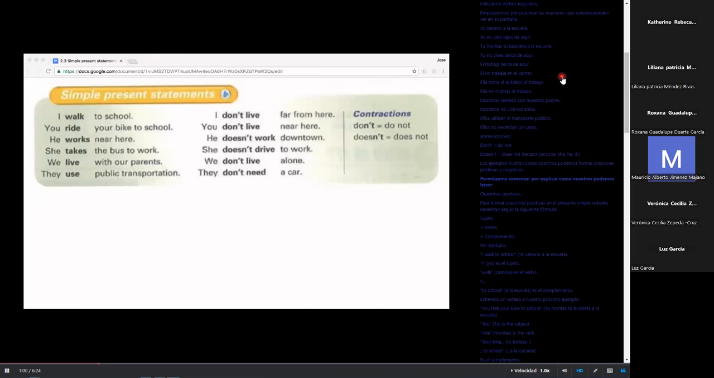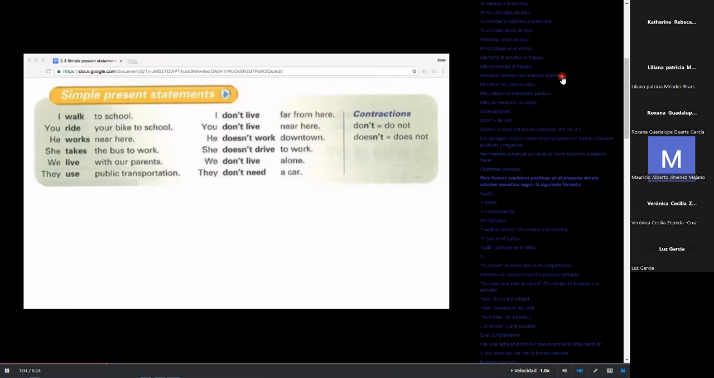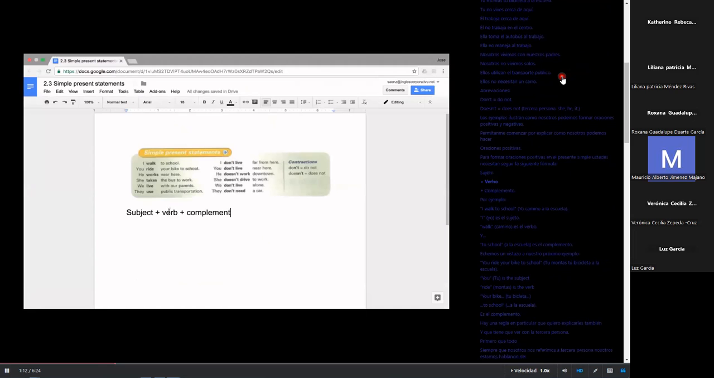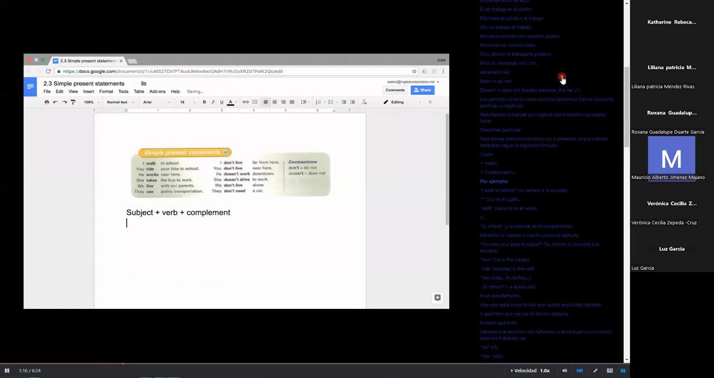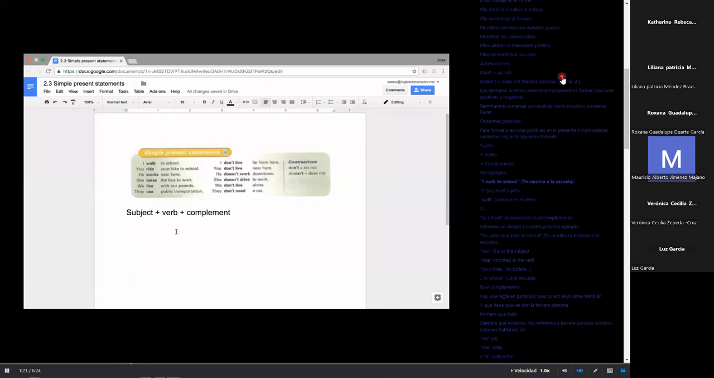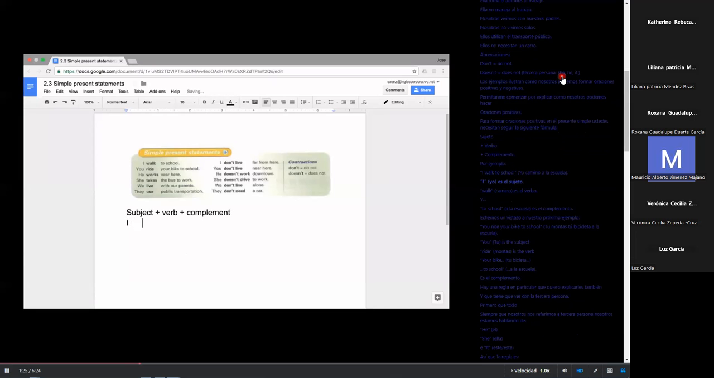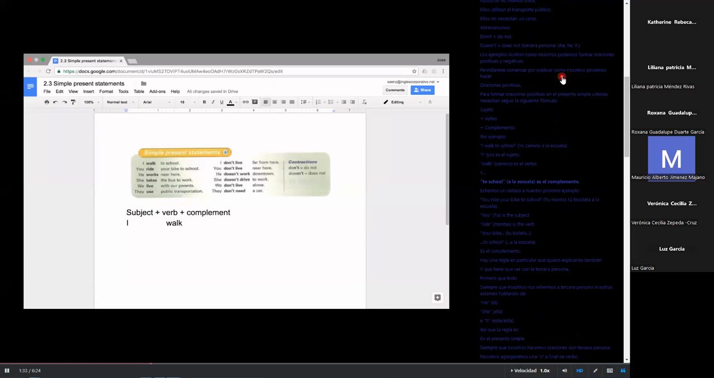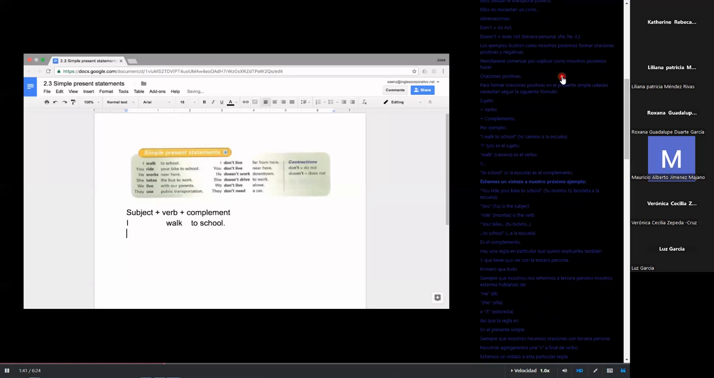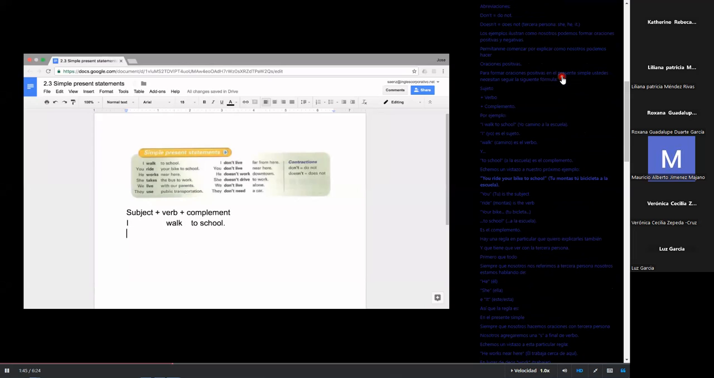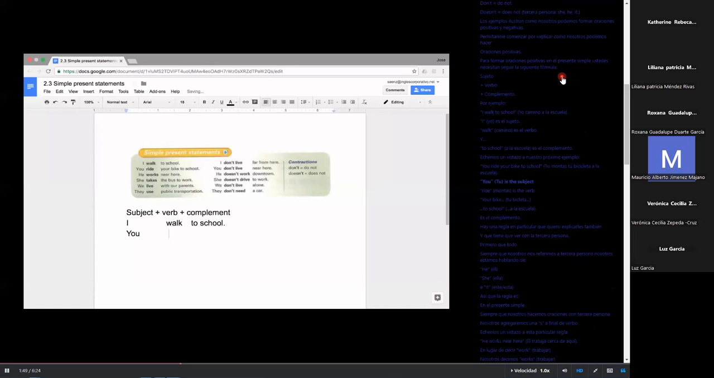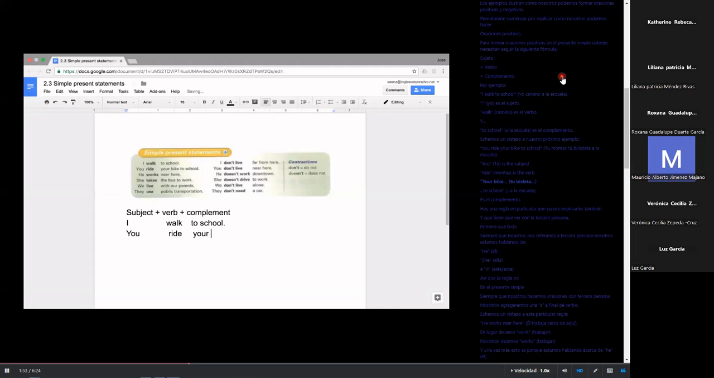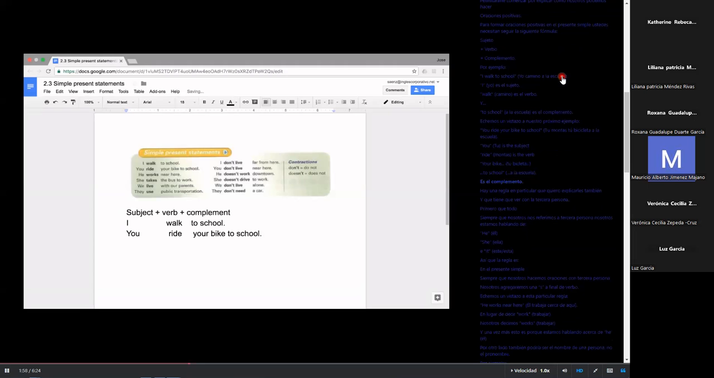The examples illustrate how we can form positive statements and negative statements. Let me start by explaining how we can form positive statements. In order to form positive statements in the simple present, you need to follow this formula. Subject plus verb plus complement. For example, I walk to school. I is the subject. Walk is the verb, and school is the complement. Let's take a look at our next example. You ride your bike to school. You is the subject. Ride is the verb. Your bike to school is the complement.